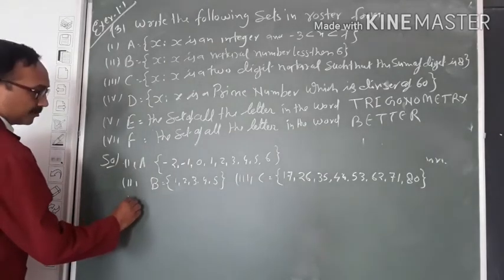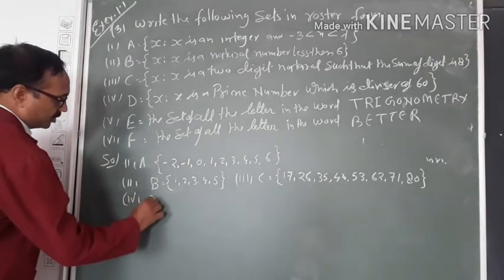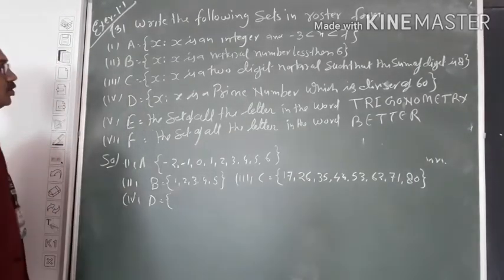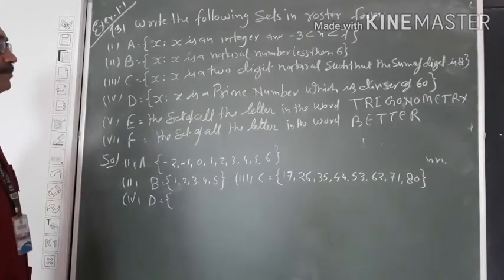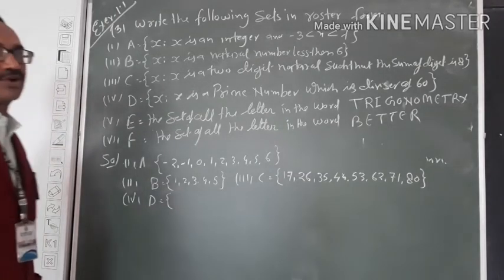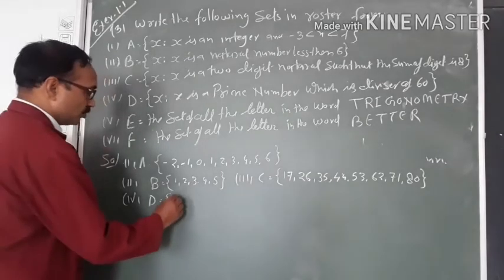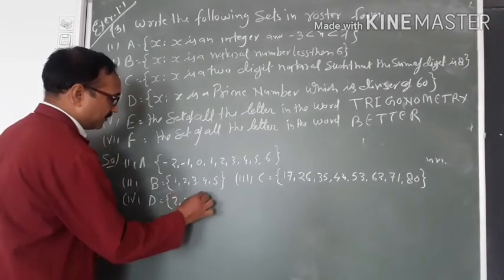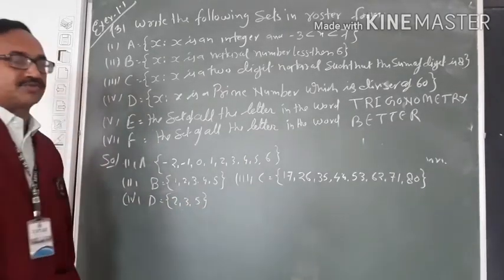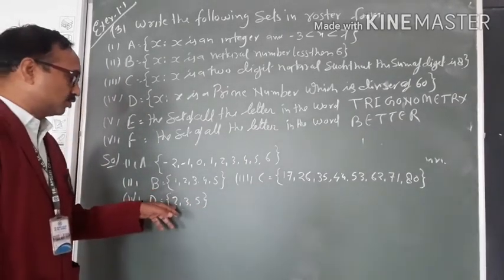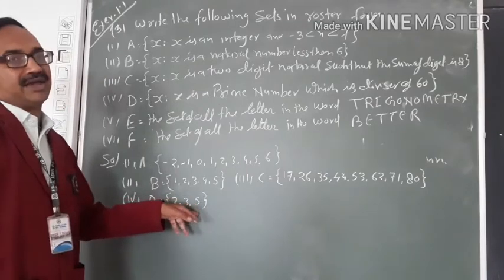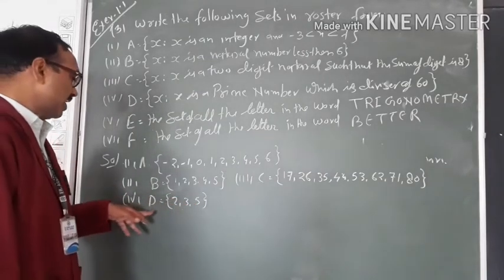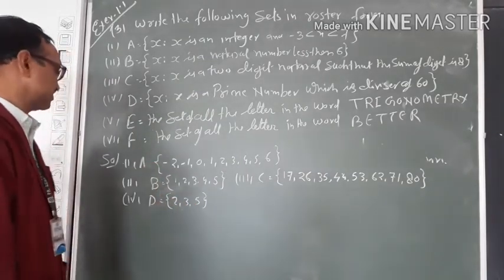Now the fourth part, or D, equals x such that x is a prime number which is a divisor of 60. So 2, 3 and 5. These are 3 prime numbers. These are the divisors of 60. 60 is divisible by 2, 3 and 5. These are prime numbers. Okay? And these are the divisors of 60.